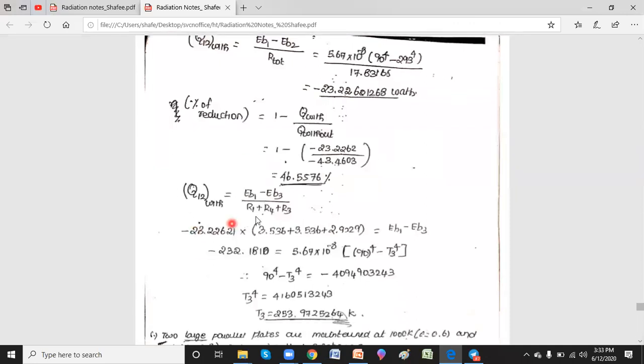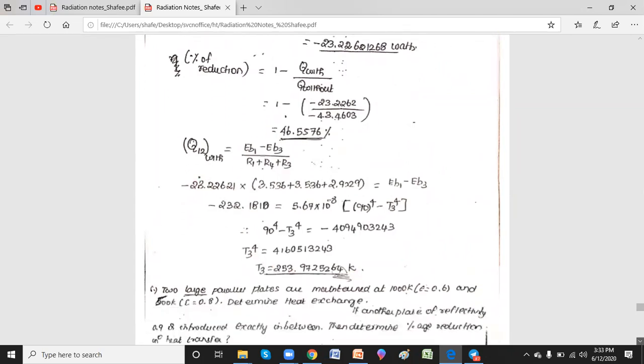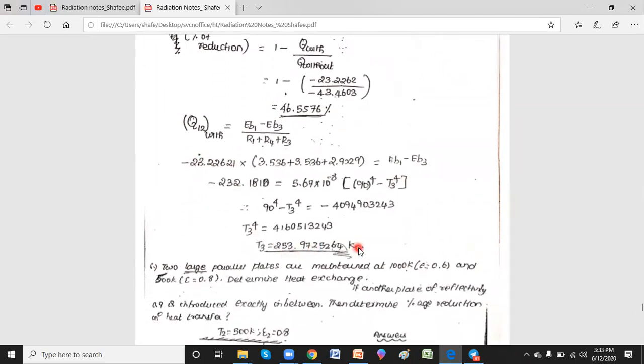And finally, he'll be asking what is the temperature of the shield, or the extra cylinder wall we have added now. That's T3. So we'll take 1 to 3 and find out. So 1, 2, 3 or 3, 2, that's with the shield only. That particular heat transfer I'll take, then find out what T3 is. So T3 is around 253 Kelvin. Okay, so I hope you understood the problems based on radiation shields.